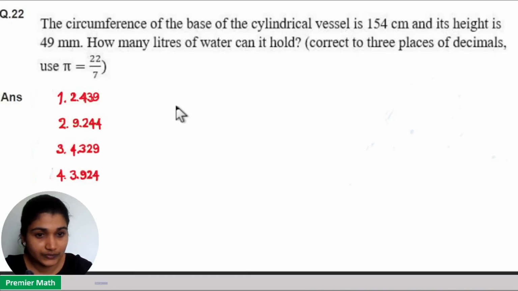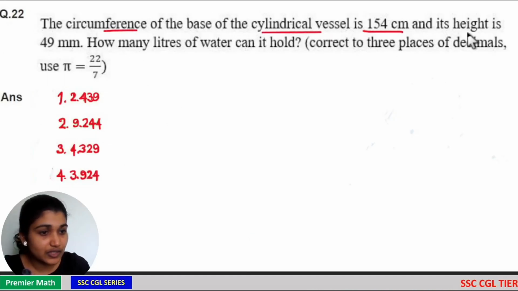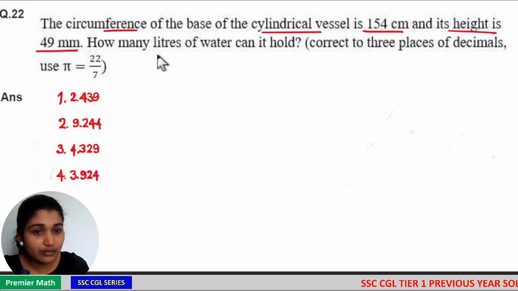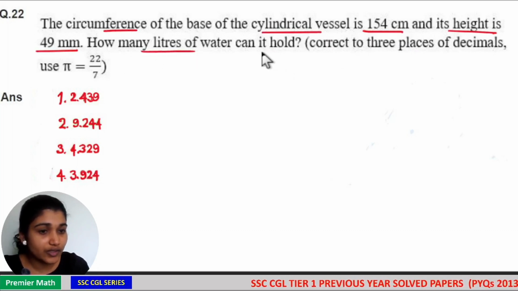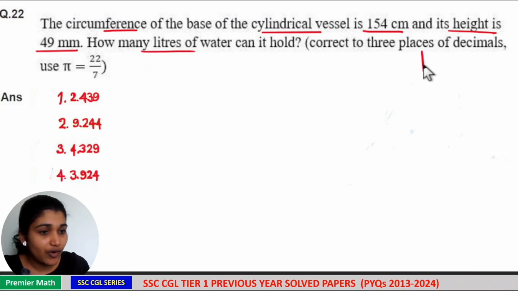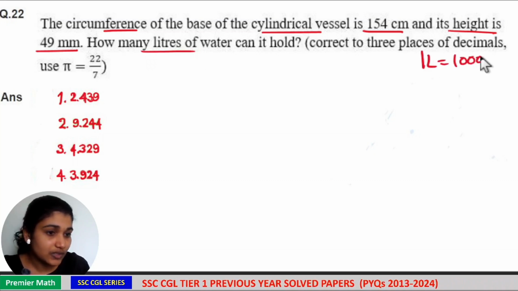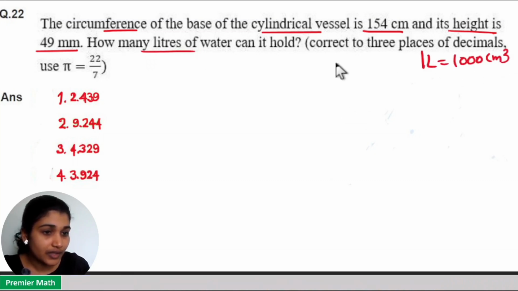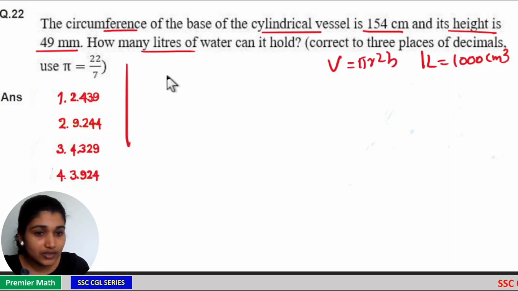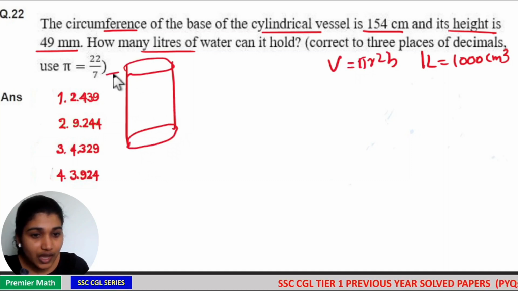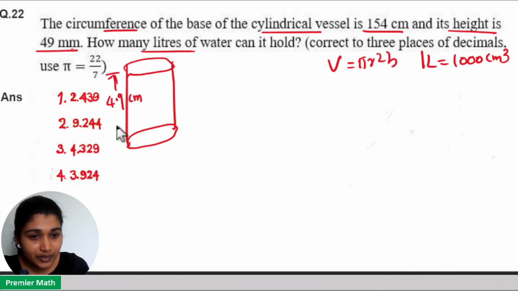The circumference of the base of a cylindrical vessel is 154 centimeter and its height is 49 millimeter. How many liters of water can it hold? Here 1 liter is equal to 1000 centimeter cube. And here volume of cylinder is pi r square h. Here this is the cylindrical vessel with height 49 millimeter, means 4.9 centimeter.